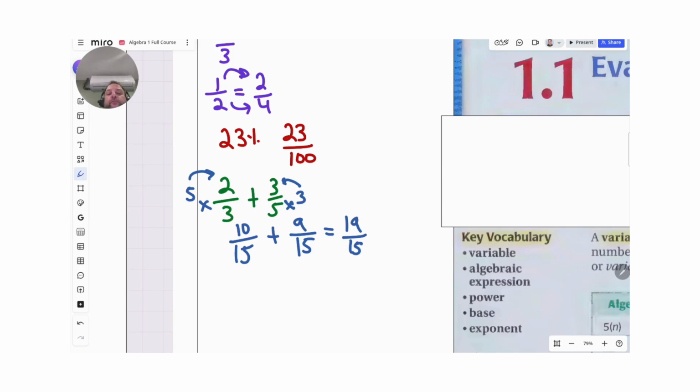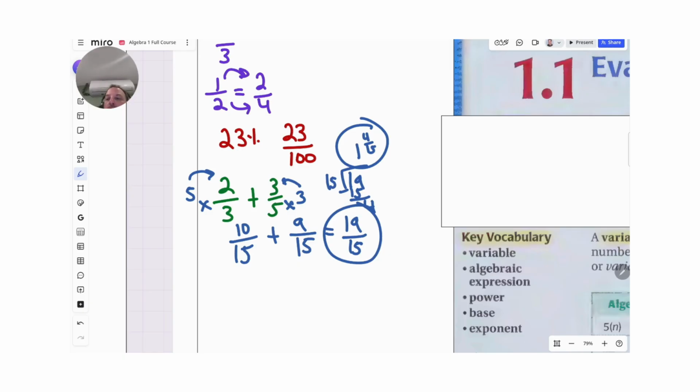19/15. Now I can divide this out to get to my mixed number. 15 goes into 19 once, subtract 15 with 4 left over, 1 and 4/15. Both are correct. 1 and 4/15 or 19/15.